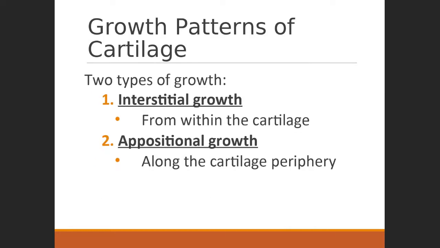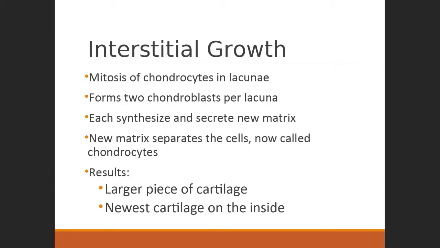We see two means in which cartilage can grow. We have interstitial growth and we have appositional growth. Now, the process is not going to be that different. Where I want you to focus is where the growth occurs. In interstitial growth, the most active cells are always going to be the ones deep in the mass of cartilage. They're the ones undergoing mitosis, laying down new matrix.